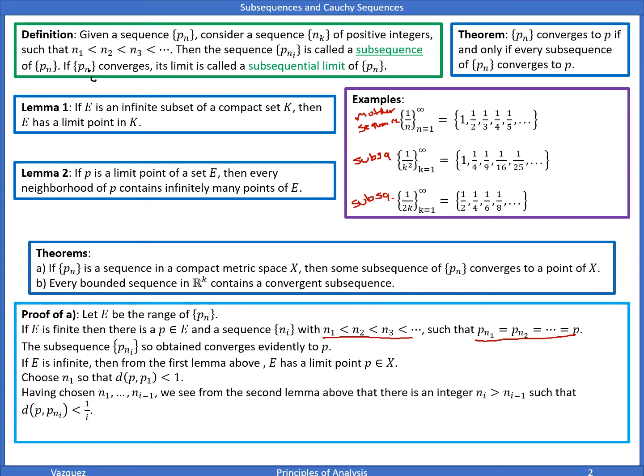So having chosen n sub 1 all the way to n sub i minus 1, the second lemma, what does it tell us? That there's an integer n sub i greater than n sub i minus 1, such that the distance between that limit point and the points of the subsequence P sub n sub i is less than 1 over i. Right? So, well, that tells us that P sub n sub i converges to P.